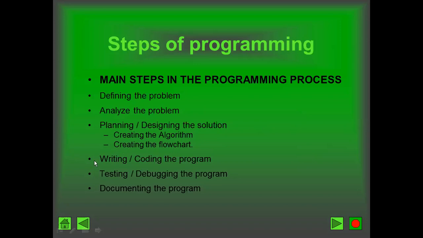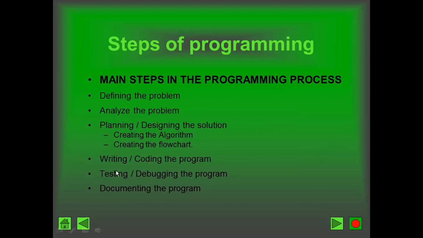And then after that, we write or code the program. So using any of the programming languages, like in our course, we will do it with the help of C language. So this is the fourth step. First, defining the problem. Second, analyzing. Third, planning and designing. And fourth is writing or coding. We can also call this writing the program process coding.